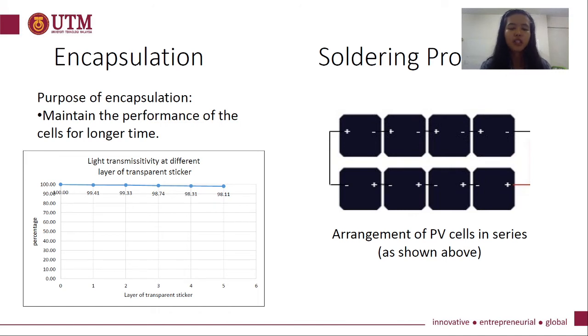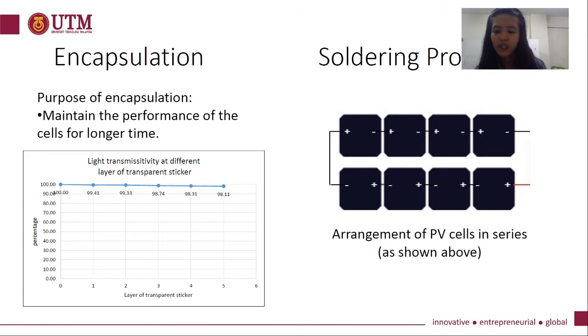For the encapsulation material, I use a transparent sticker. To ensure the type and quality of the transparent sticker, I do a light transmissivity test on it. As you see from the graph, the light transmissivity is up to 99.41%, so it does not affect the performance of the PV cell after I perform the encapsulation.